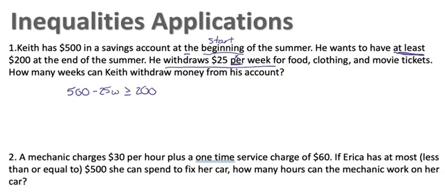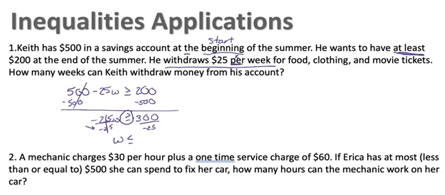I need to go ahead and solve. So think about, I'm going to subtract 500 from both sides. So we have negative 25W is greater than or equal to, well, 200 subtract 500 is 300. Don't forget the negative sign. Divide both sides by negative 25. Oh, wait a second. I just divided by a negative. My brain goes, oh yeah, don't forget to flip your symbol. Dividing both sides. So W, my weeks are less than or equal to, well, what's 300 divided by 25?